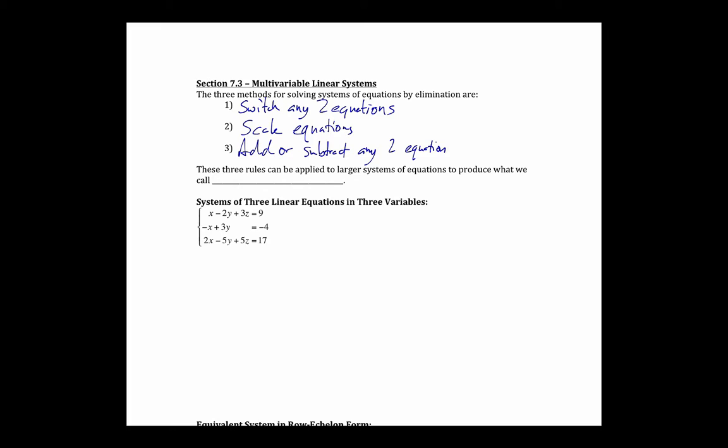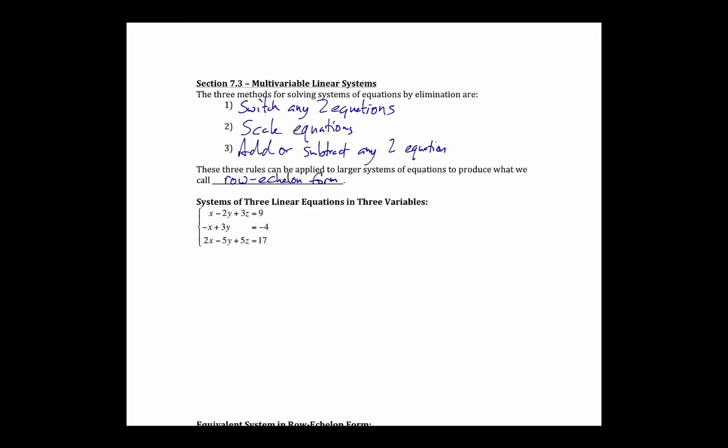So these rules can be applied to a larger system of equations to produce what we're going to call a row echelon form. Now, row echelon, I'm not going to give us a definition for this. So it's R-O-W hyphen E-C-H-E-L-O-N form. We're going to demonstrate what this looks like with this next example.